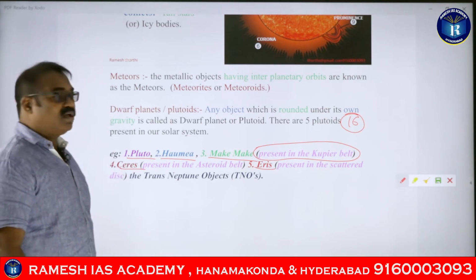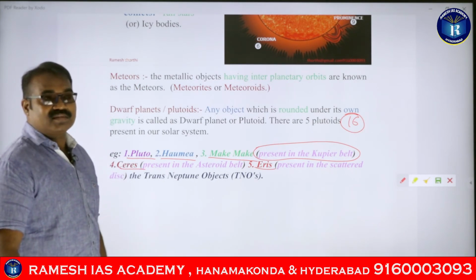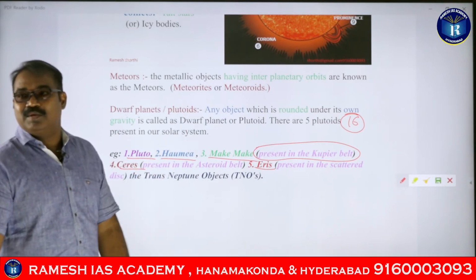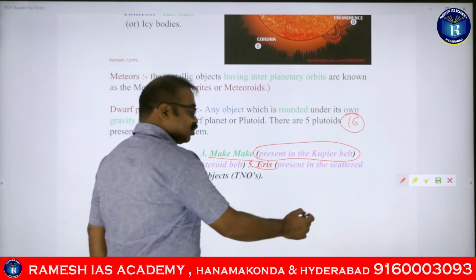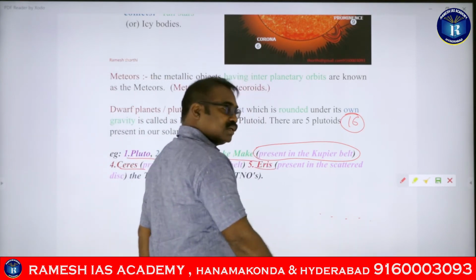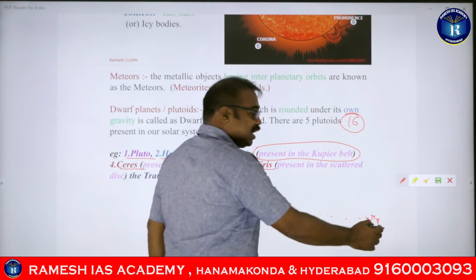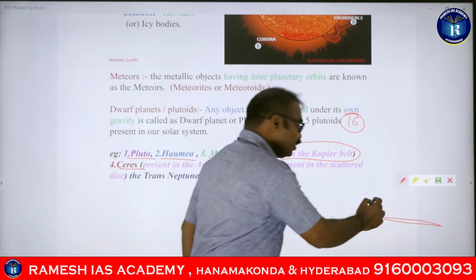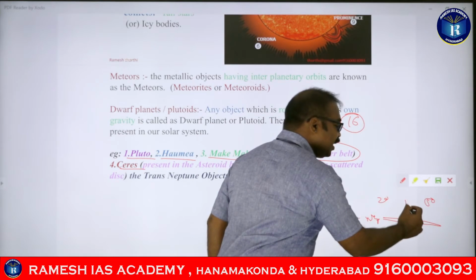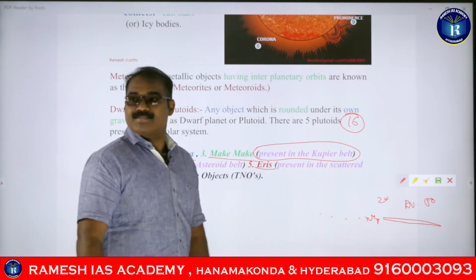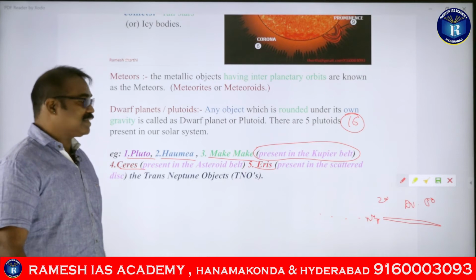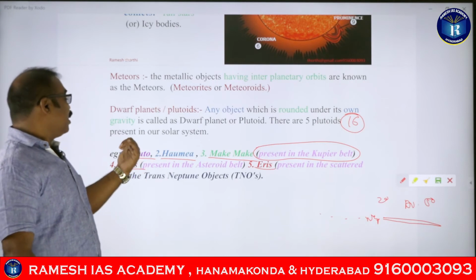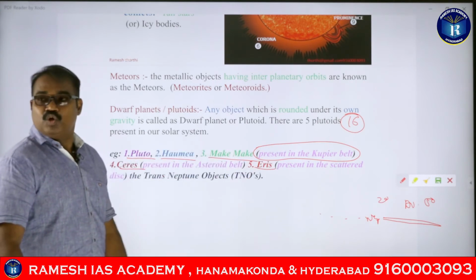These 3 are present in the Kuiper belt, guys, right, and the Kuiper belt is the belt which is present beyond the Neptune. When we are talking about our solar system, the last one is the Neptune. Anything which is present beyond the Neptune is called the Kuiper belt, guys, and that is extending between 20 to 50 AUs. The Kuiper belt is extending between 20 to 50 astronomical units, and Pluto, Haumea and Makemake are present in that Kuiper belt.